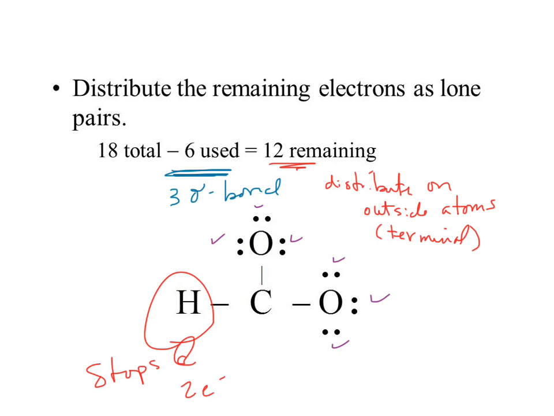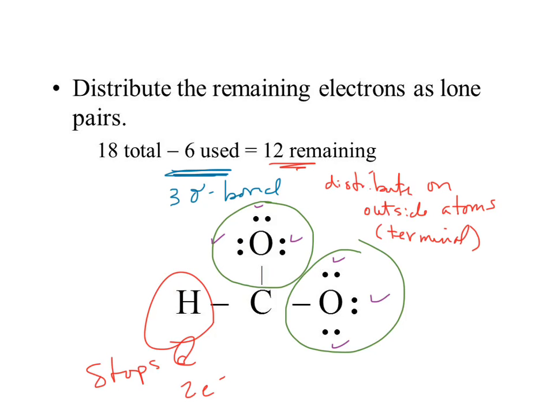Those are the 12 remaining electrons. And why did we do that? We did that to give these oxygens a complete octet. So your instructions will be to distribute the remaining electrons around terminal atoms to give them a complete octet. And remember that hydrogen does not want an octet, it wants a duet like helium. And that's it. Well, almost.